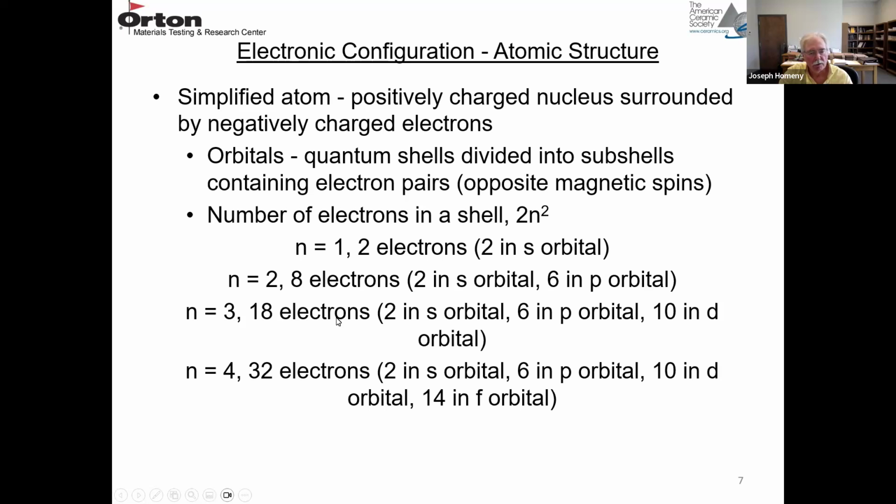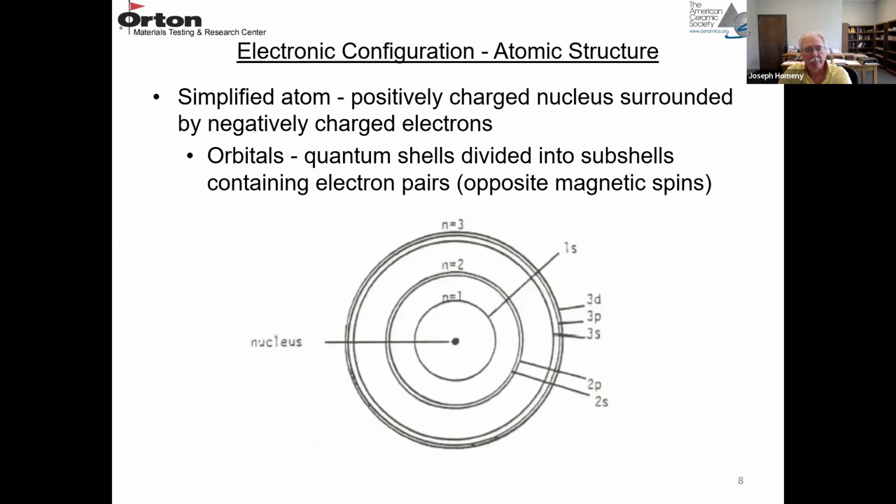For n equals 3, where there are 18 electrons, we start out with 2 in the s orbital, 6 in the p orbital, and then 10 in the d suborbital. And then finally, for n equals 4, 32 electrons, 2 in the s orbital, 6 in the p orbital, 10 in the d orbital, and now there's an f orbital with 14 electrons. So this is a schematic representation.